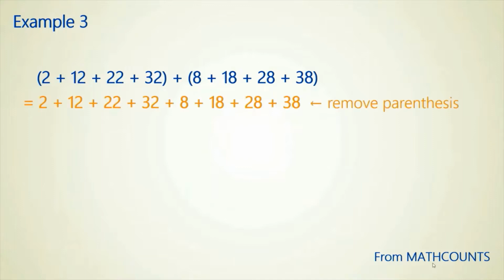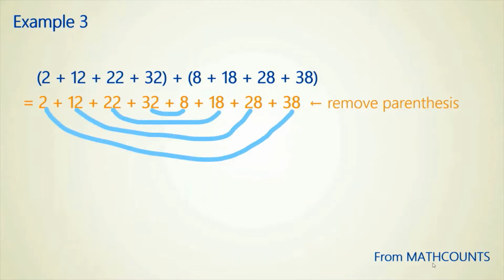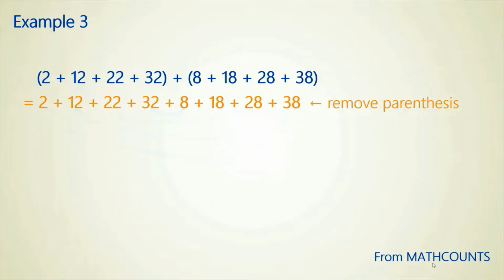Okay. So we first take off the parentheses. This expression only has additions, so the parentheses can simply be removed. Then we're going to use commutative and associative properties to pair up the numbers in the way we just discussed.